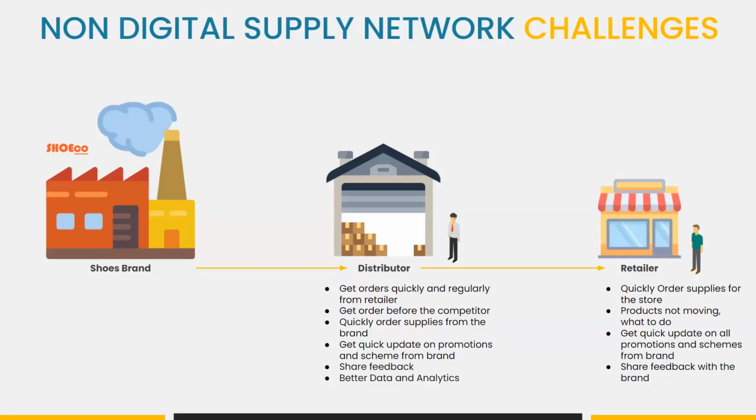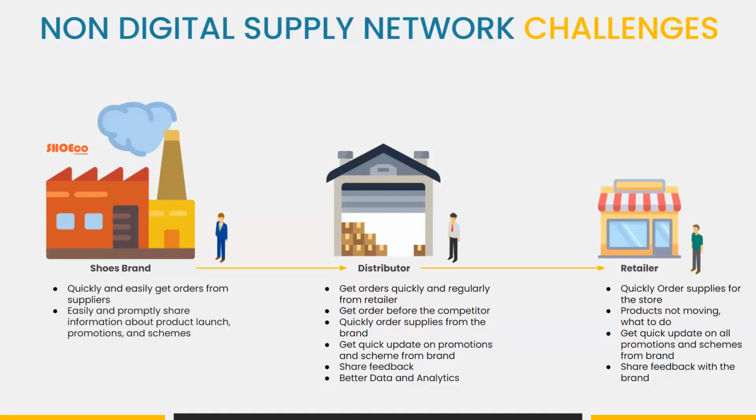Moving on to the highest layer in this network, which is the manufacturer. As a brand, they would want to get orders from the suppliers as quickly and efficiently as possible. Easy and prompt sharing of information about product launches, promotions, etc. So this is where how easily and quickly they can share the information about the product launches, etc.